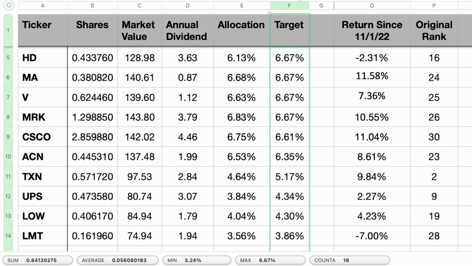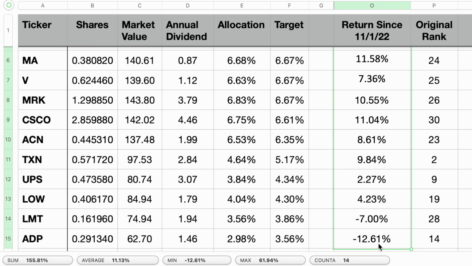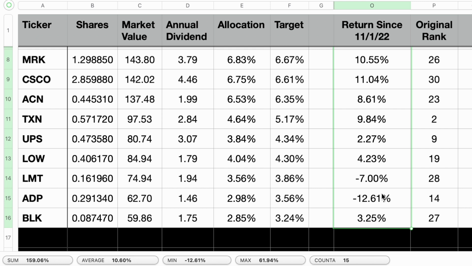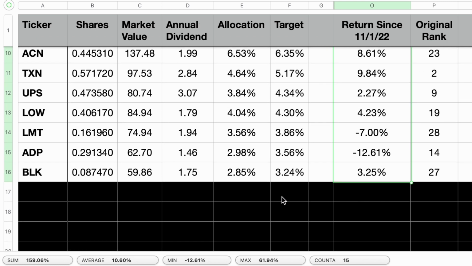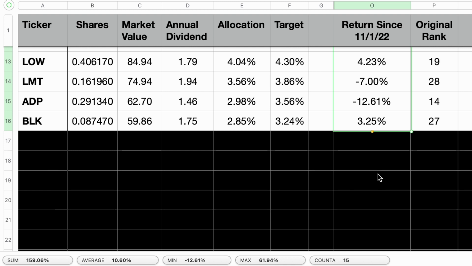The top 15 positions started with an allocation of a little more than 84% and have an average return of 10.6%. Lockheed Martin and ADP have played a big role in hampering the portfolio return. The bottom 15 positions in the portfolio only have a 16% allocation, so their impact on the overall return is small. But there are a few surprising winners amongst these stocks that have had a larger than expected impact.